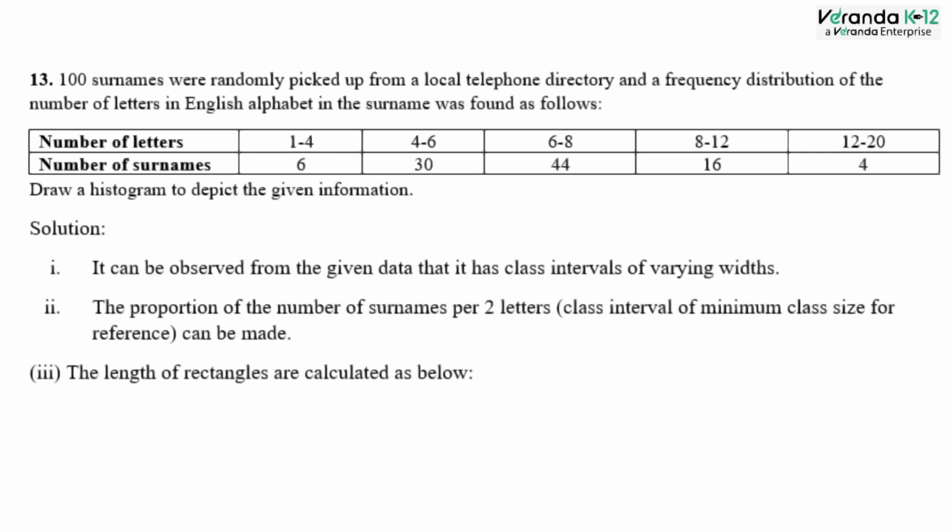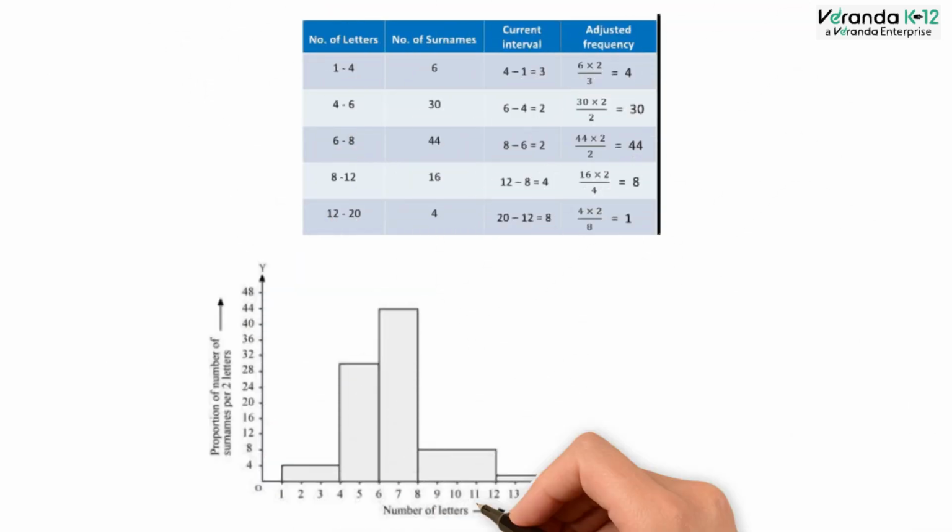To draw the histogram, it can be observed from the given data that it has class intervals of varying width. So, we have to adjust the frequency as per the interval of minimum class size for the given data, which is 2. So, the lengths of the rectangles are calculated as follows. And after calculating the lengths of the rectangles, that is adjusting the frequency, we can draw the histogram as follows.